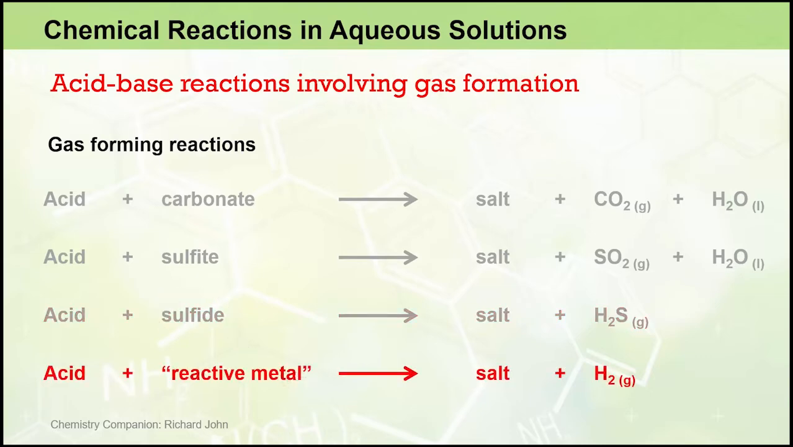Lastly, and perhaps the most important type of acid reaction involving gas formation, is the reaction between an acid and a reactive metal to produce a salt and hydrogen gas, or elemental hydrogen. And at this stage of our chemistry understanding, we will define a reactive metal as any metal that reacts with an acid to produce hydrogen gas.